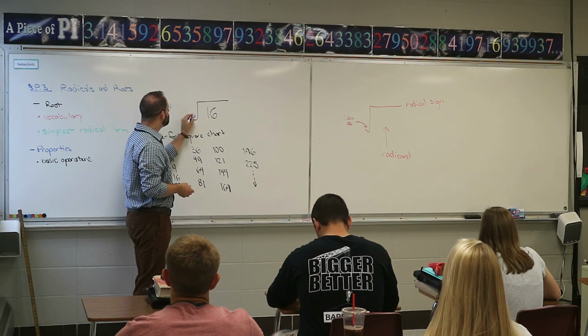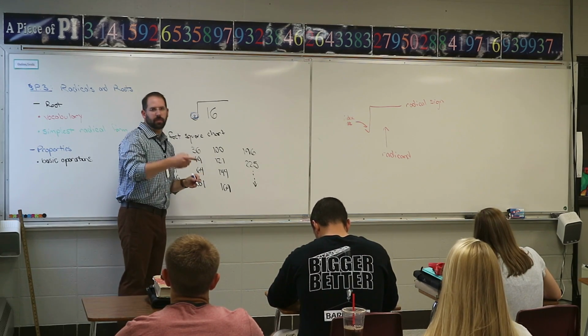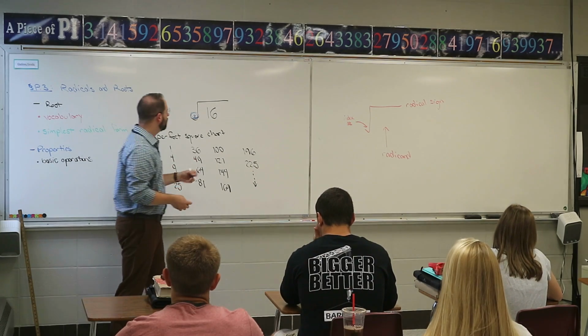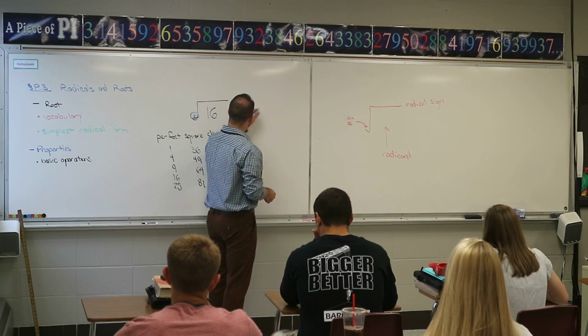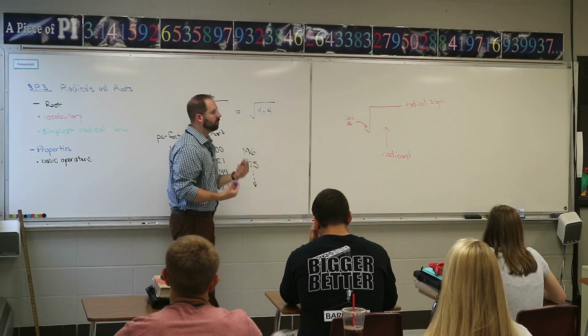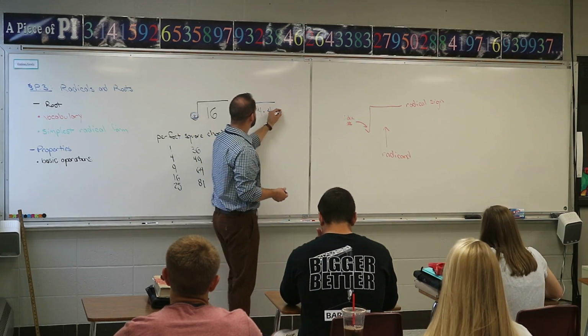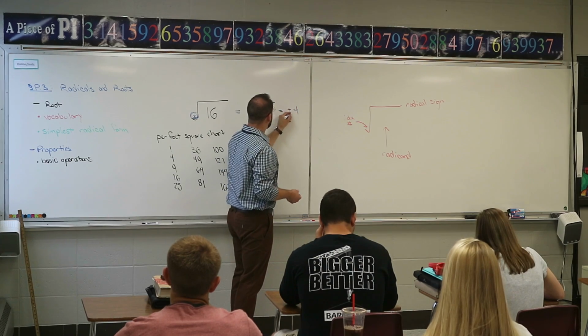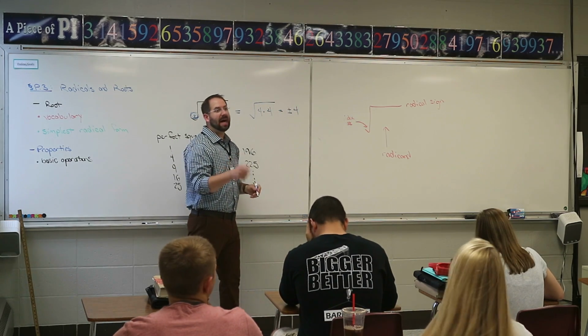The index number is a 2 here. They didn't print it, but there's a 2 sitting there. You're trying to think of two numbers that multiply to give you 16. That's how it works. So the two numbers will be 4 times 4. 4 times 4 is 16, so the answer is 4. Now it could be plus or minus 4.